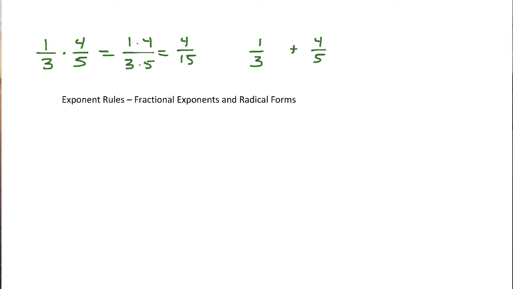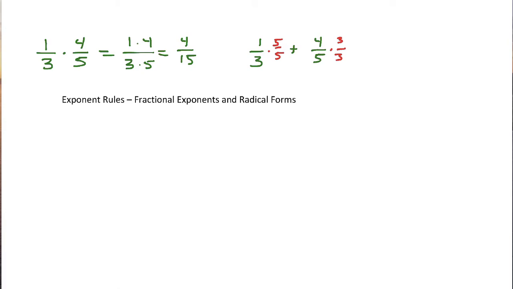But if you take those same fractions and you add them, you need a common denominator. The common denominator in those two fractions is 15. So I would need to multiply this by 5/5. That's 1, so I can multiply by 1. And I would multiply the other one by 3/3.